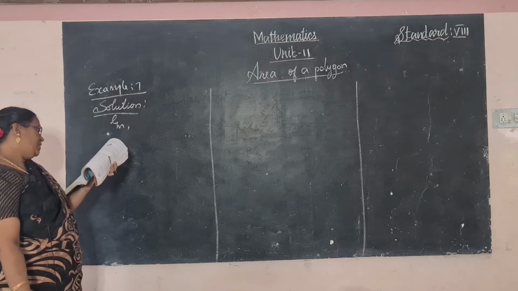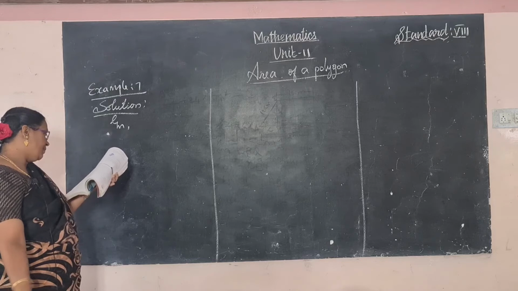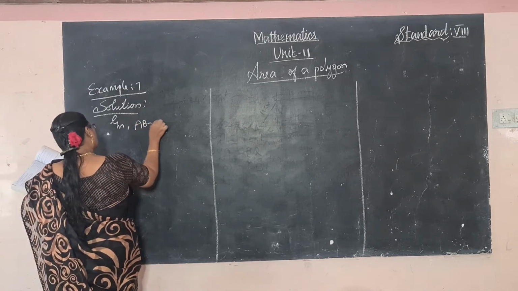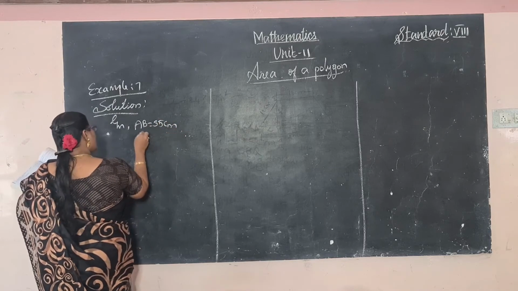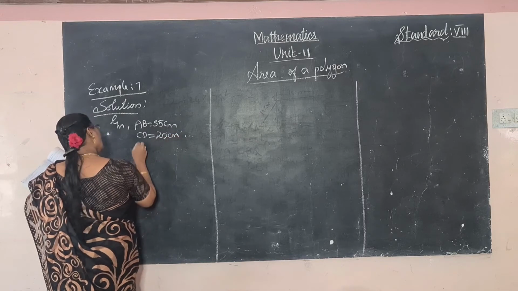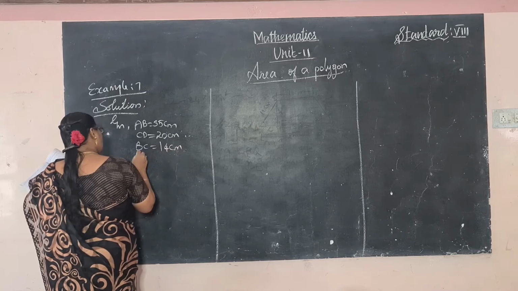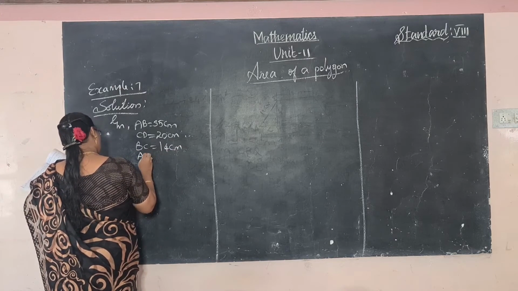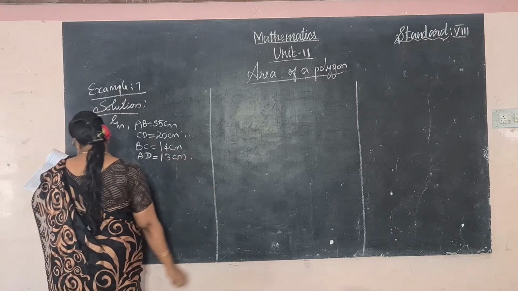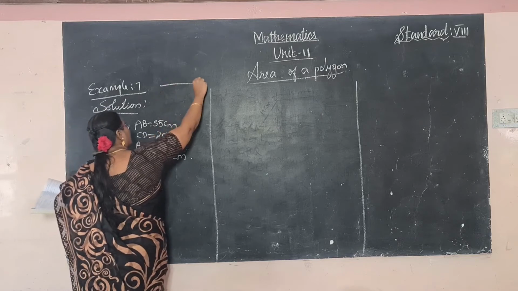Draw the trapezium ABCD where AB and CD are parallel. AB is equal to 35 centimeter and CD is equal to 20 centimeter and BC is equal to 14 centimeter and AD is equal to 13 centimeter. Okay, draw the perpendicular bisector of the trapezium.